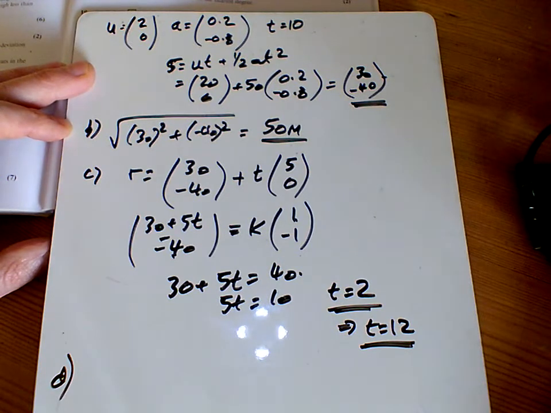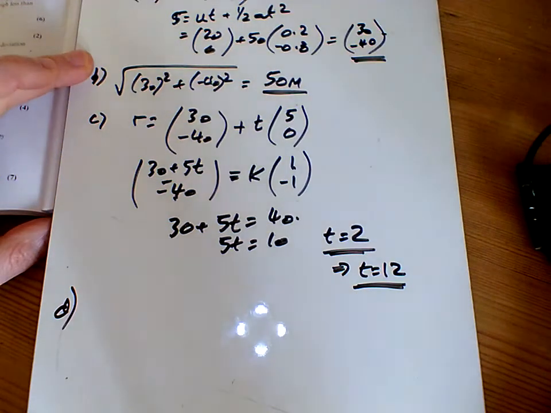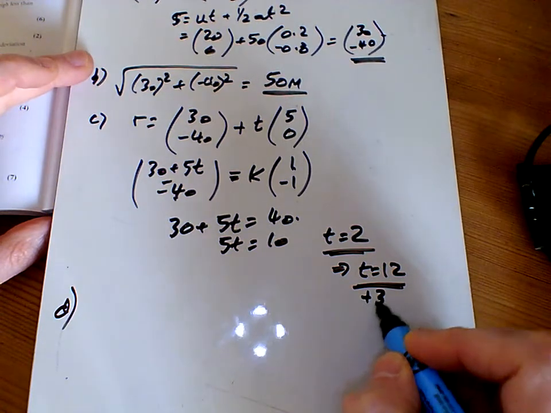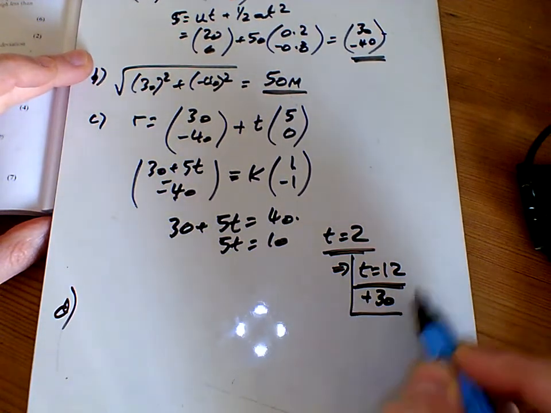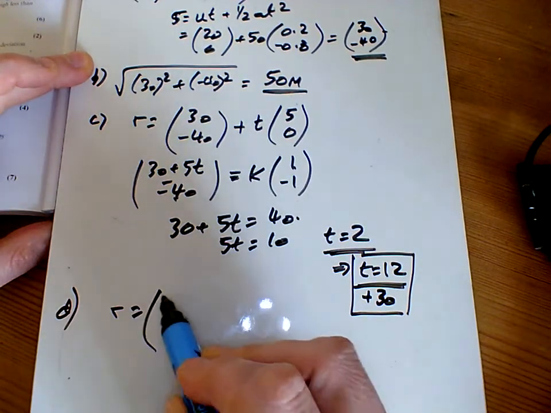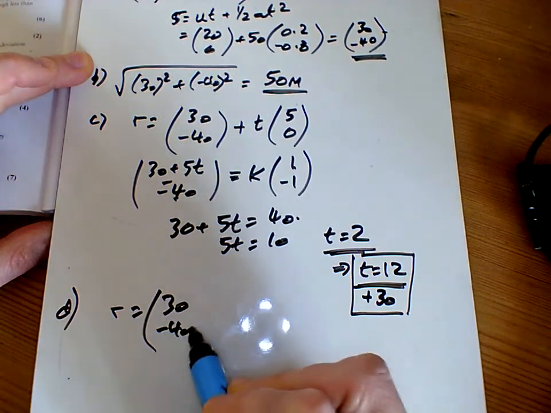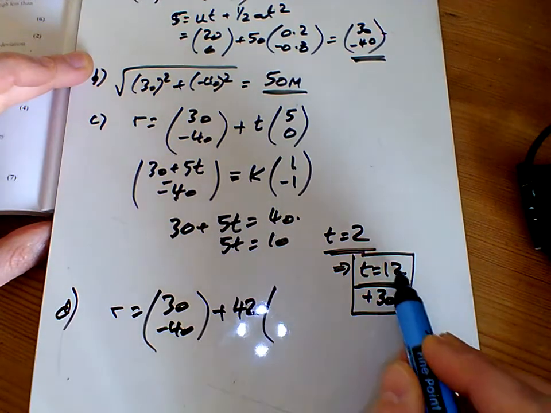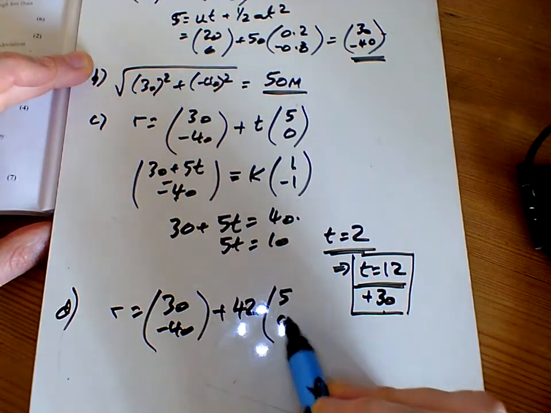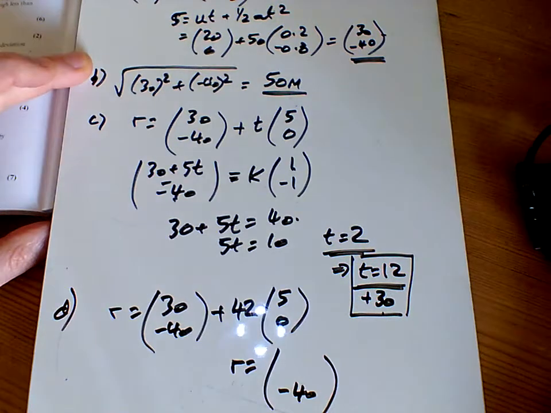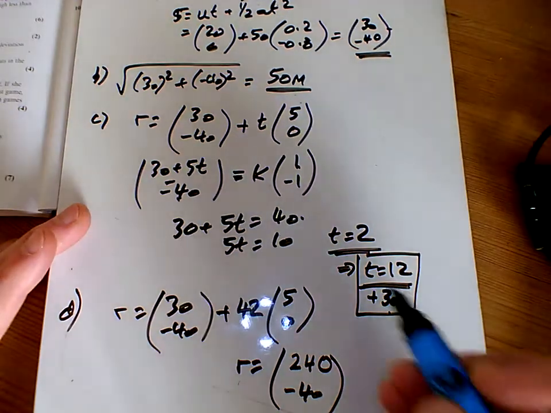And part D, it's taken me quite a bit of reading through to figure this out, but what it's saying, it's an extra 30 seconds on top of that. So I think the position that we're at is (30, -40), and then I've got 42, 12 and 30, 42 lots of (5, 0). So the position that I think we're in is, I've spotted the problem.